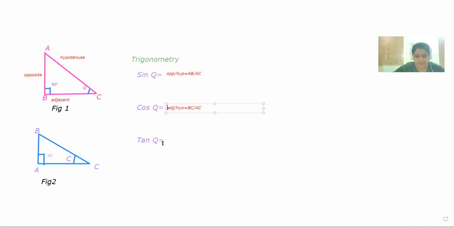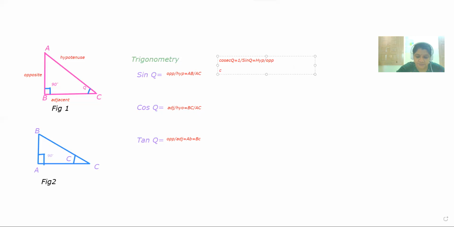Next we have tan theta, which is given by the formula opposite by adjacent. As per our figure, it comes as AB divided by BC. So these are the basic trigonometric ratios. Beyond this, we have a few more terminologies. For example, cosecant theta is just the inverse of sine theta. So it is 1 divided by sine theta. Therefore, it becomes 1 by opposite by hypotenuse. Therefore, it becomes hypotenuse divided by opposite.